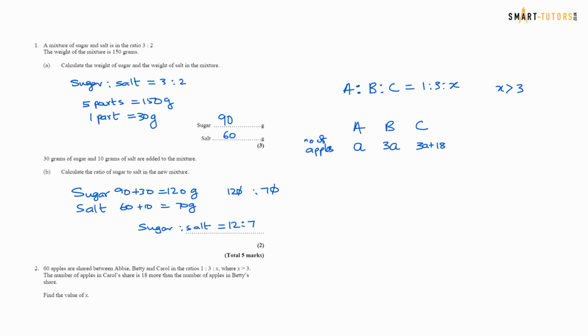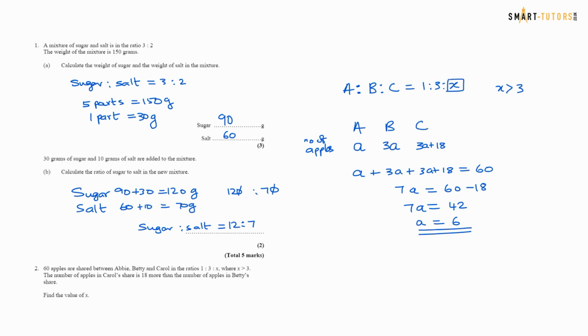So 3A plus 18. So I can write an equation: A plus 3A plus 3A plus 18 equals 60. So 3A plus 3A is 6A, plus 1A is 7A, equals 60 minus 18. So 42 equals 7A. So A equals 6. So A equals 6 means, they're asking to find the value of X.